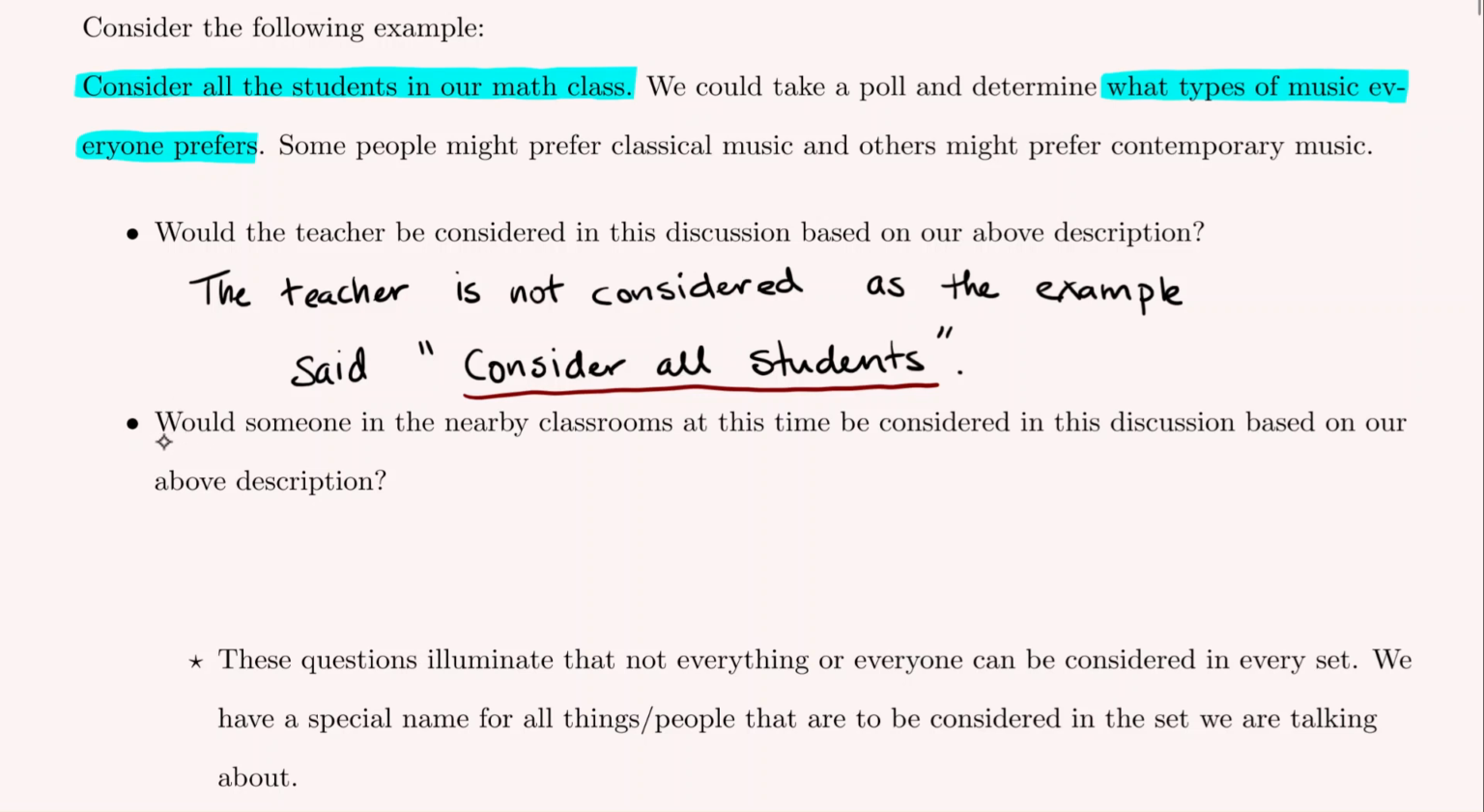Next, let's answer the question, would somebody in nearby classrooms be considered in this discussion based on how we described the example? Again, we would say no. Specifically, we made it clear we're not just interested in students, but we specifically want the students in our math class, not students in general, not students nearby, only the students who are in our math class.